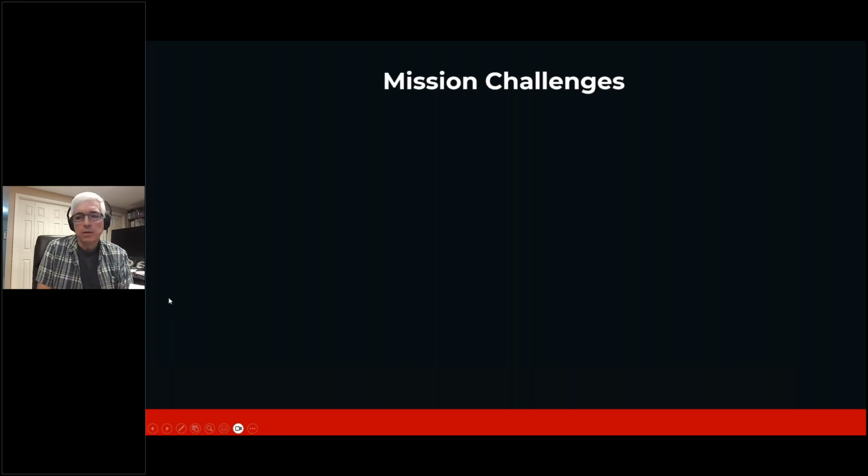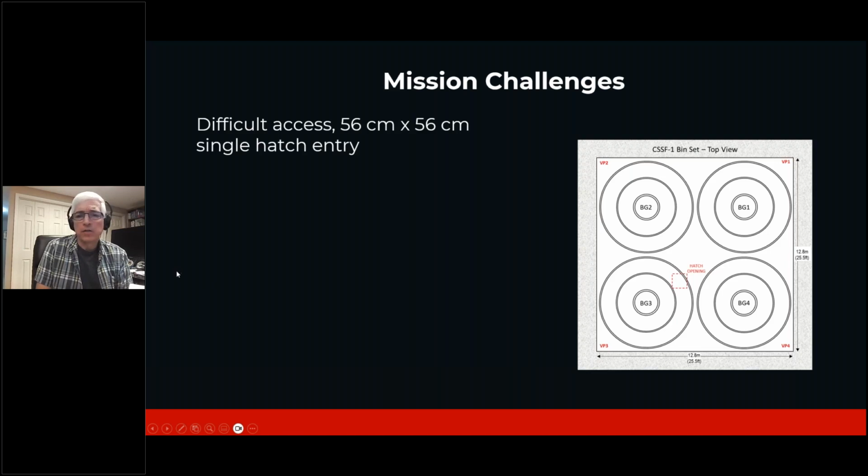First and foremost, when the radioactive material was placed into the bins back in the early 60s, it was never intended to be removed. That was before the settlement agreement. And so they did not design any measures for easily getting into the vault and retrieving the material. The only entry into the vault is a single 56 centimeter square hatch in the roof of the vault, which this dotted red outline kind of shows you where that opening is.